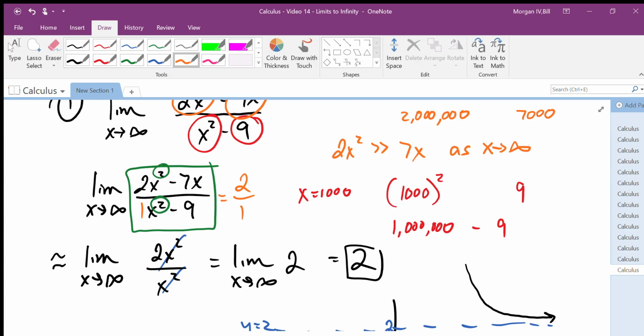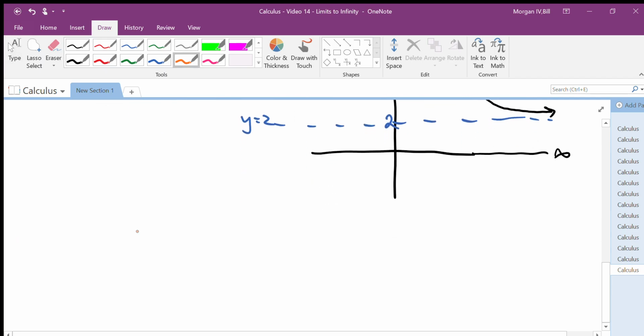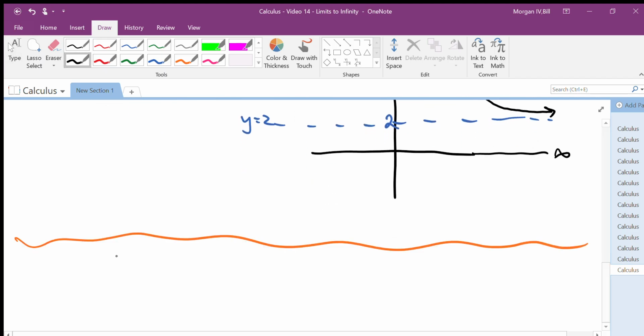These are problems that you could just look at and give me the answer. You could recognize that the degrees are the same, therefore the answer is the ratio of the leading coefficients, as long as x is going to infinity. Okay, what happens if the degrees are not the same?